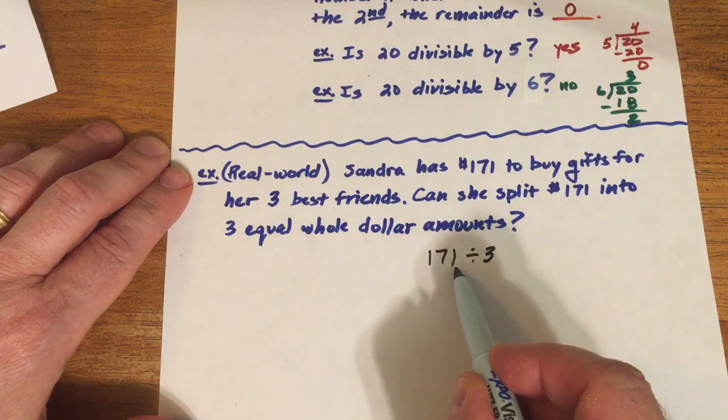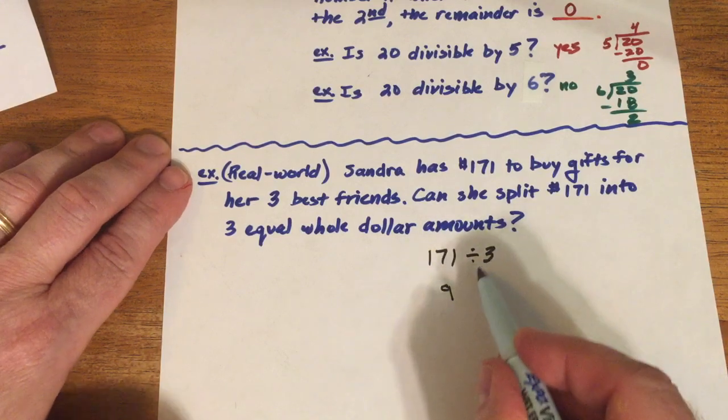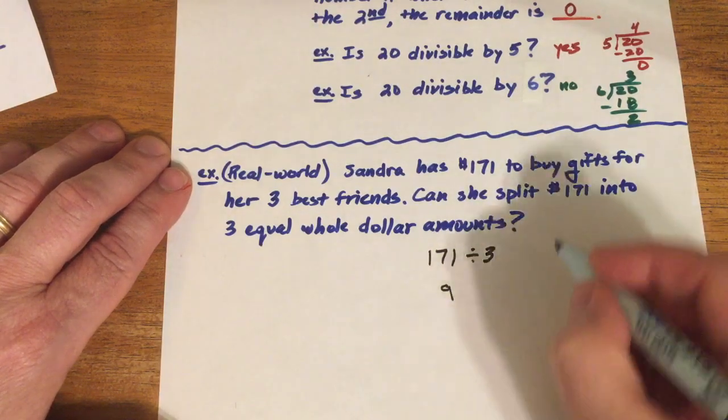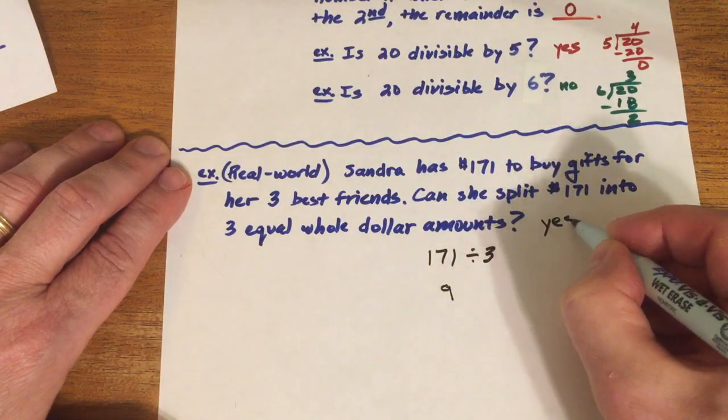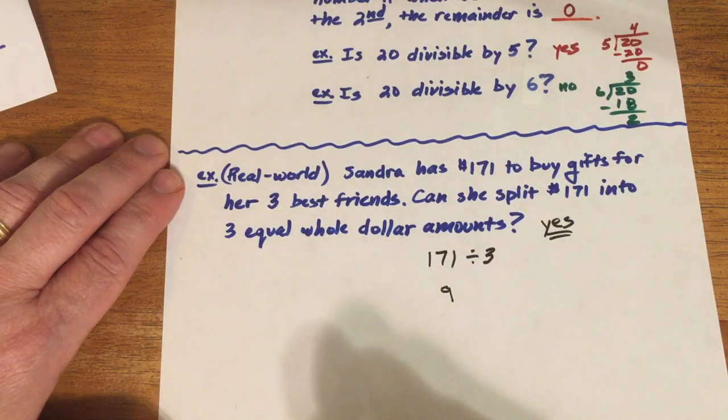Well, let's add up the digits. 1 plus 7 plus 1 gives us 9. And does 3 go evenly into 9? You bet. And so, because it goes evenly into 9, we know that the answer is yes, according to our divisibility rule. Now, what's very interesting is this.